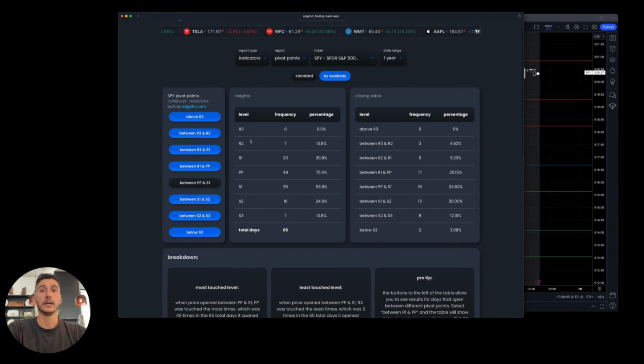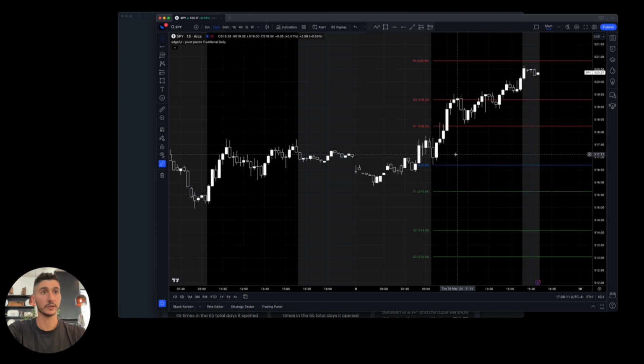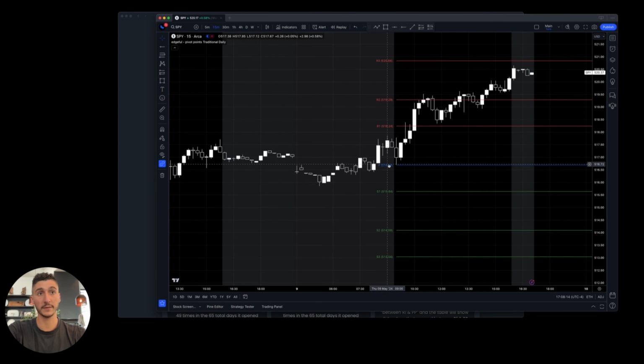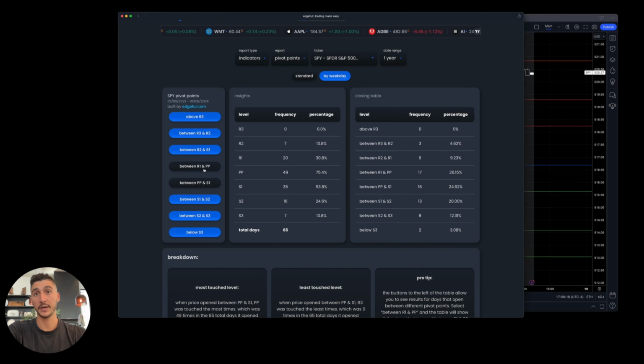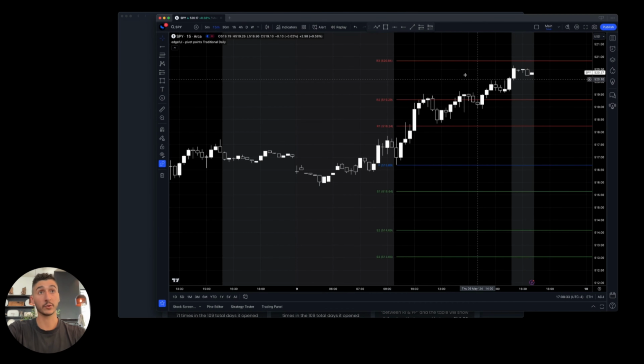So you can see it starts off to the left here as opening between two levels. So you can see this one, we open between the pivot point and R1. So we open between the R1 and the pivot point. And then what this table shows you is for every time that we've opened between these 2 points, how often do we touch each of these levels, R3, R2, R1, etc. So these will automatically update when you have our TradingView indicator on.